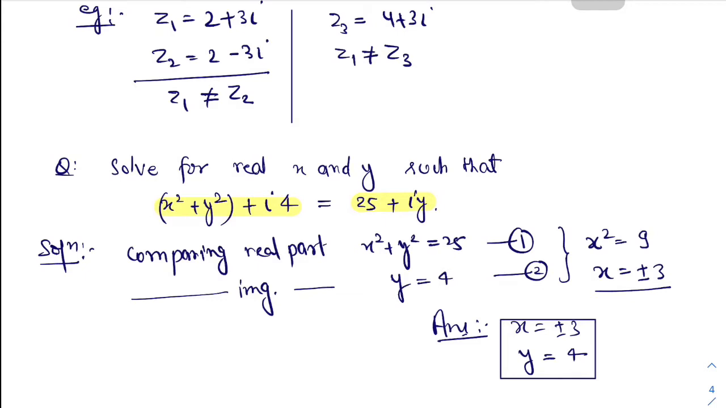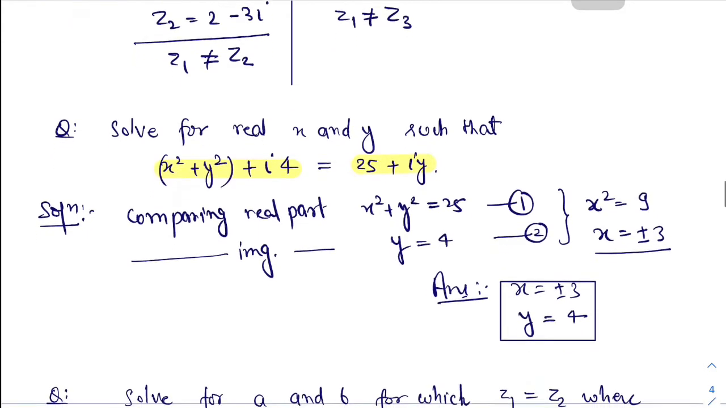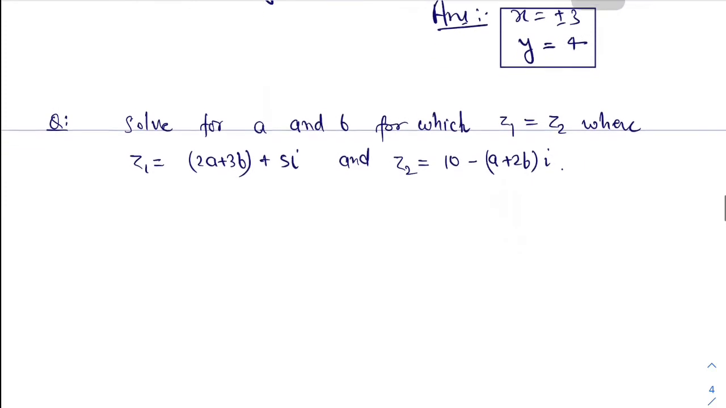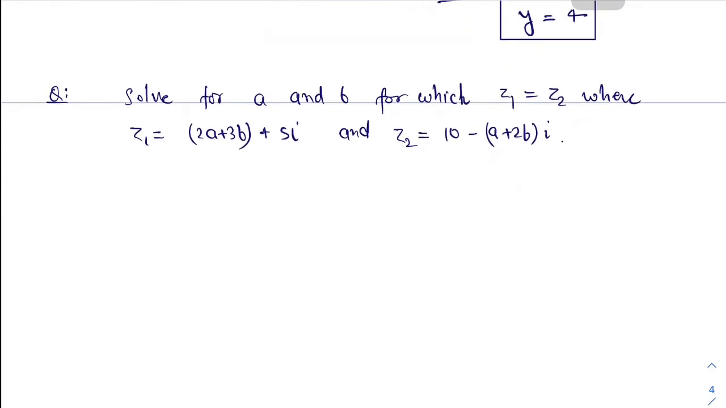You will get more clarity in the next question. The next question says, solve for a and b for which the complex number z1 equal to z2, where z1 is given, where z2 is also given. The question says z1 and z2 are equal, and you have to find the value of a and b. But be careful, read the question very carefully.